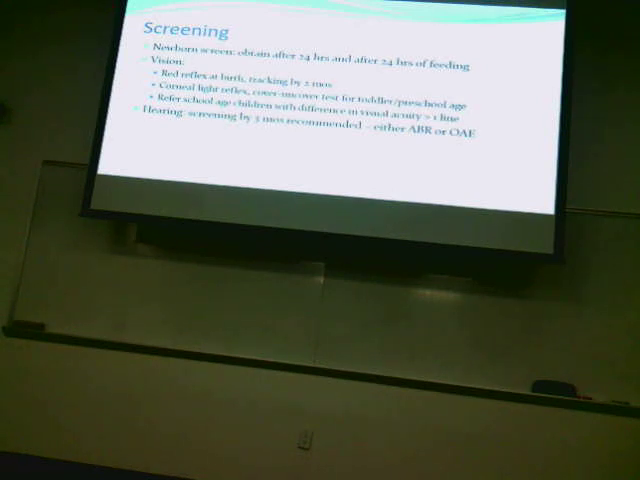As far as vision, you want to do a reflex at birth and then tracking by 2 months. The corneal red light reflex, cover and uncover test when they're a toddler or preschool age. And then refer any school-age children with any difference in visual acuity greater than 1 line. Your hearing screen, so this is an important one. You want to get it by 3 months. That's when it's recommended. You can either do the ABR or the OAE.